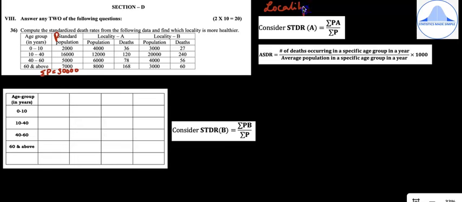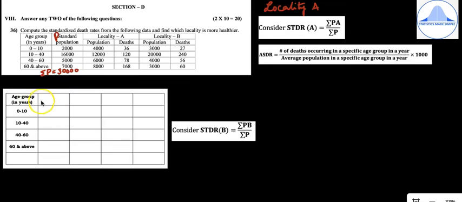So we can first start with locality A. Write the formula: consider STDR of A is equal to summation PA by summation P. Here A stands for the age specific death rate, that is, the number of deaths occurring in a specific age group in a year divided by the average population in a specific age group in a year into 1000. Both these formulae will carry 1 mark each.